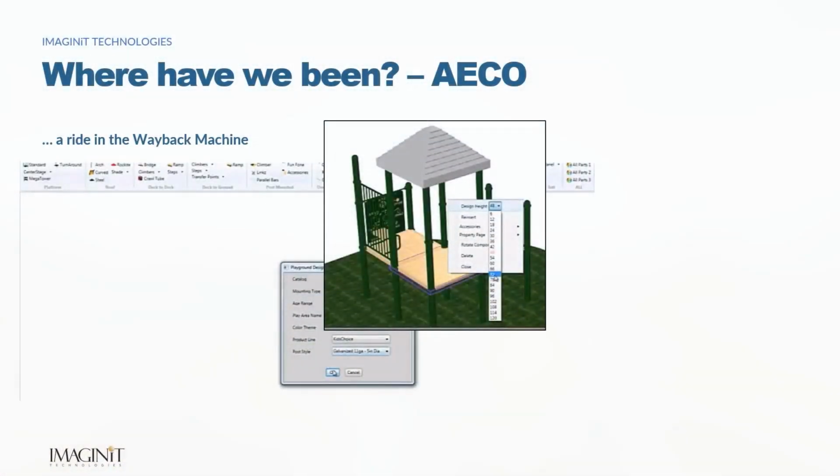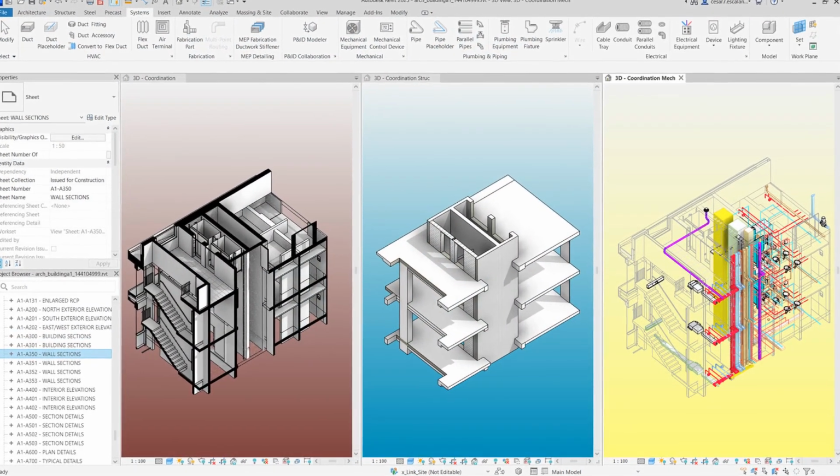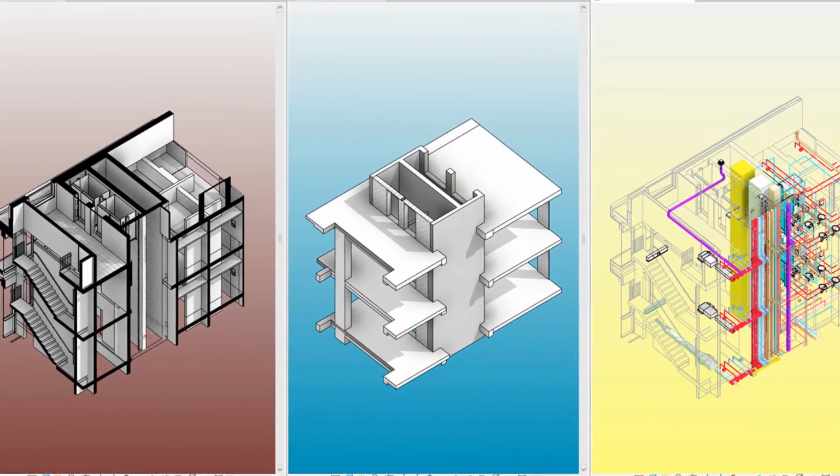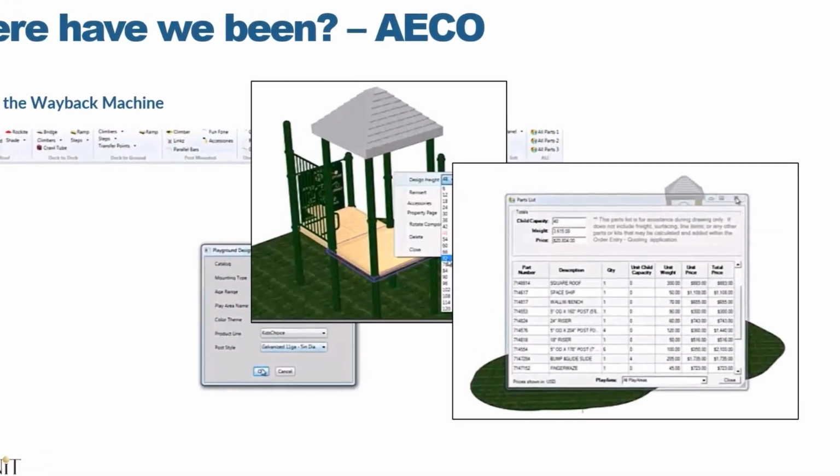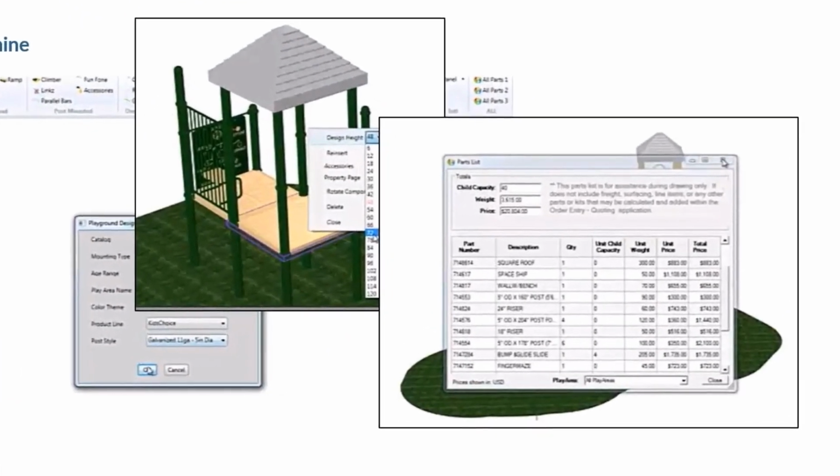This was decades ago, before Revit, before BIM and all that. We're constraining and building out rules for how these different playgrounds can come together. And based off of that, we can build out our parts list, which will then go straight into a quoting application.